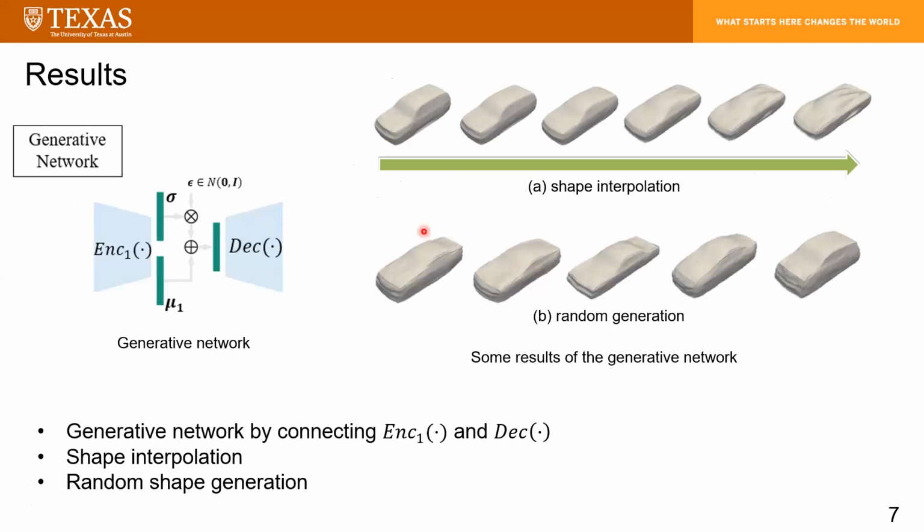Similarly, we can connect the encoder 1 and the decoder to form a generative network. Given any two different shapes as the starting shape and the ending shape here, we can get the in-between transition shapes using shape interpolation. And we can also randomly generate lots of novel shapes using random generation.